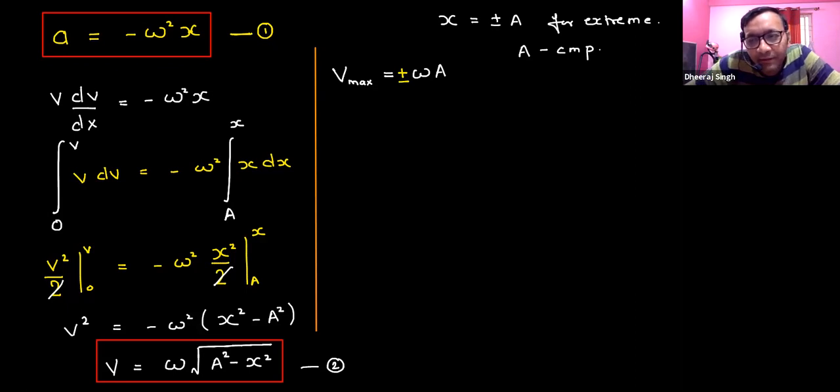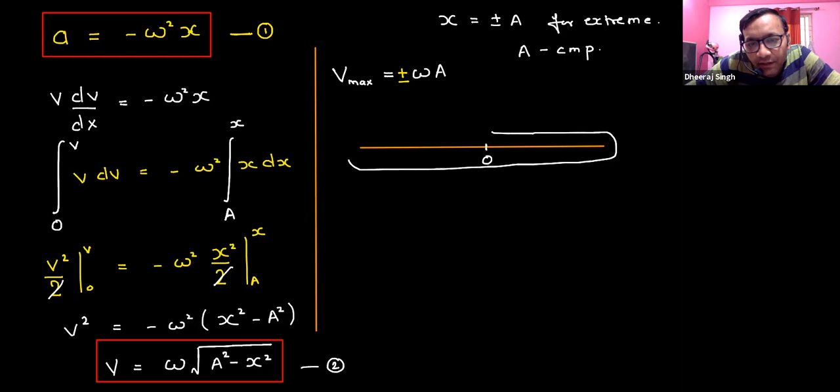So the way the SHM happens, if you look at it, this is the mean position. The object goes like this and it turns, goes like this and then comes back like that. Let's talk about this position. While going forward, the velocity is this way. While coming back, it is this way. So at every point, the velocity can be in both directions. It depends on whether you're going towards the mean position or towards the extreme position. So you'll get two directions of velocity, plus minus, at every x.